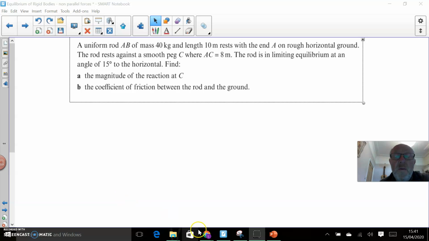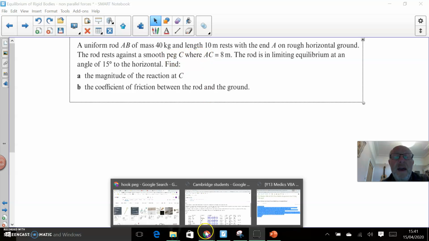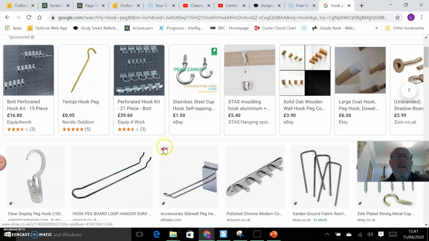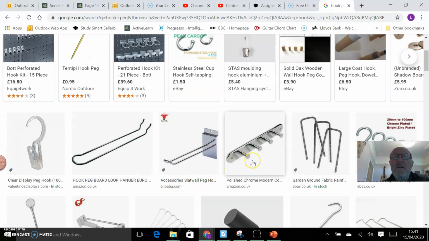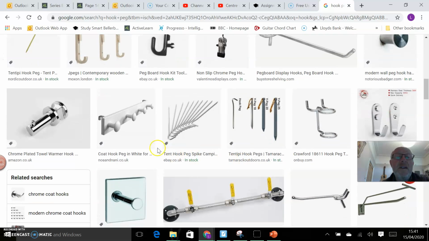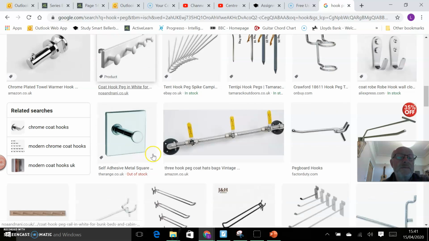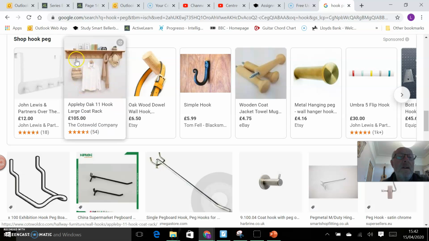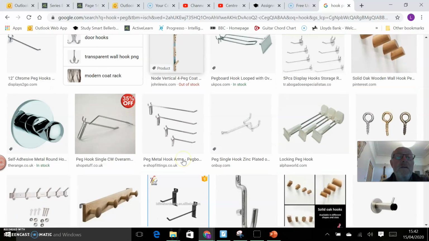So the first thing to say is, what is a peg? Sometimes people are not sure what we mean by that word in this context in mechanics. Well, a peg, here's a Google image search, and it comes up with things like this. Basically it's something that you hang your coat on. So here's a row of pegs. You would screw it into the wall, a bit like that. You would hang things on them, or you could lean things on them.